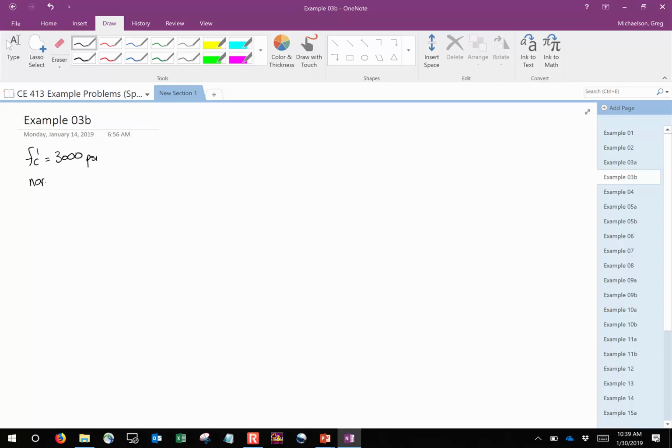Now, first off, what does that normal weight tell us? And what lambda do we use if we have normal weight concrete? There we go. And so why does that matter? What does lambda and f'c give us? There we go. f_r, which is 7.5 times lambda times the square root of f'c. So that is 7.5 times 1.0 times the square root of 3 ksi, right?